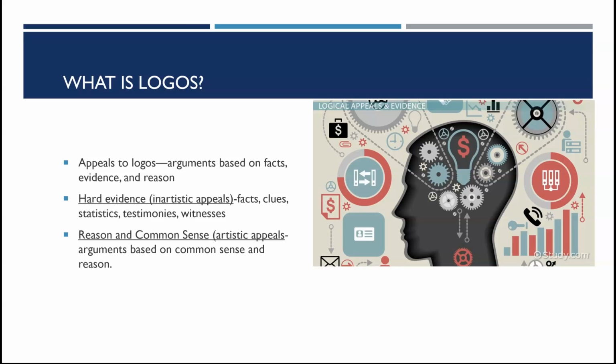There are two different types here. We have hard evidence or inartistic appeals, which are facts, clues, statistics, testimonies, witnesses. These are things you can directly go back to. There's hard evidence. There's literally something tangible that you can see, right? The second type is reason and common sense, and these are artistic appeals, arguments based on common sense and reason. So this, because this equals this, then this plus this equals this, for example.